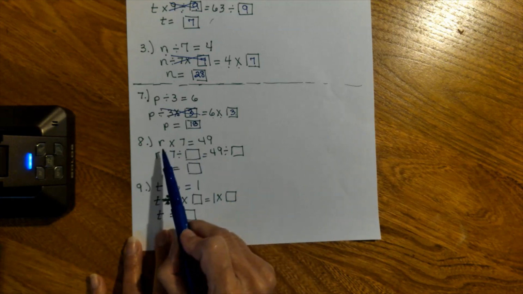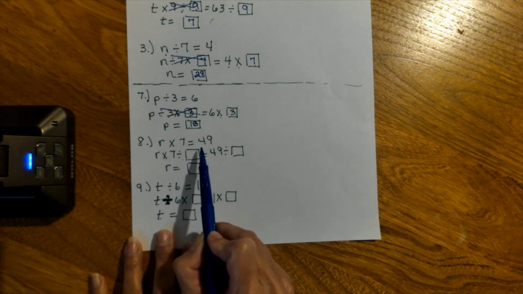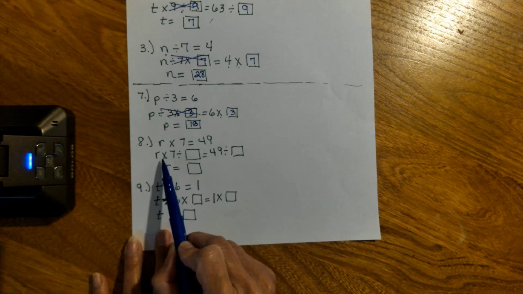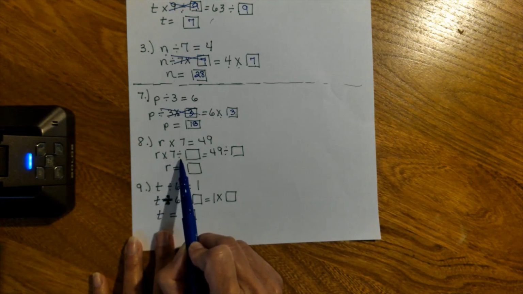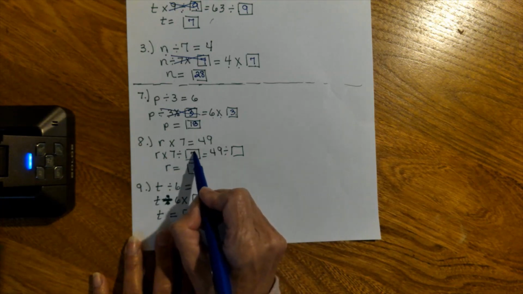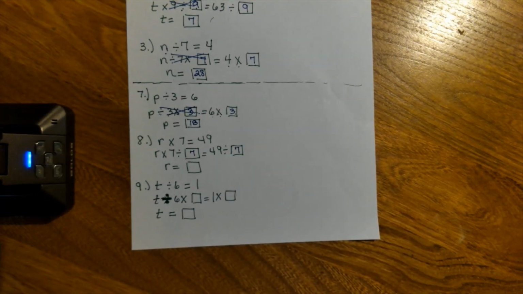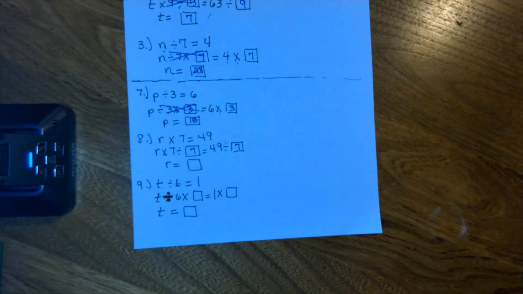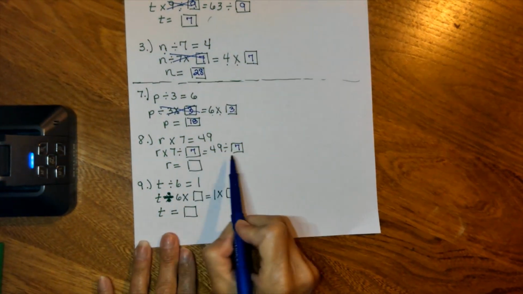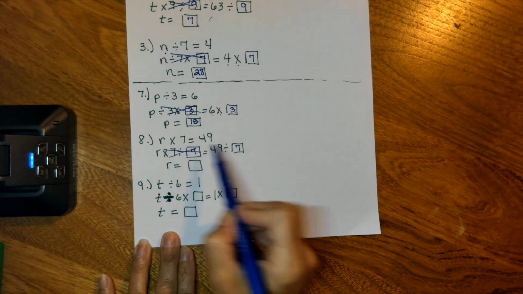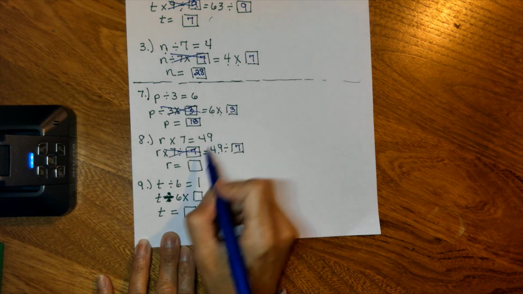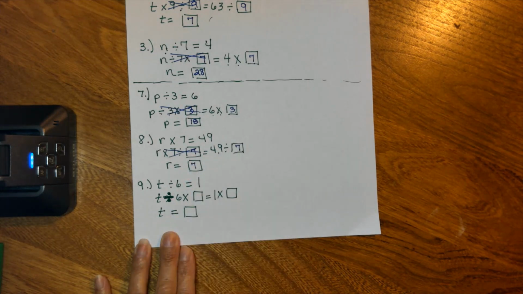Okay, over here we have r times 7 equals 49. R times 7, we're going to put the opposite, the inverse, divide by 7. 49 divided by 7. Okay, then this cancels out. And then we have 49 divided by 7, so that would be r equals 7.